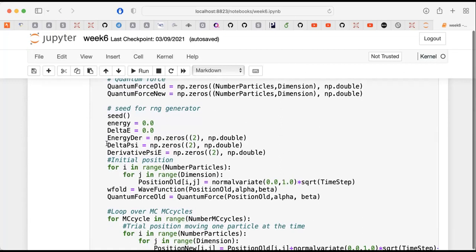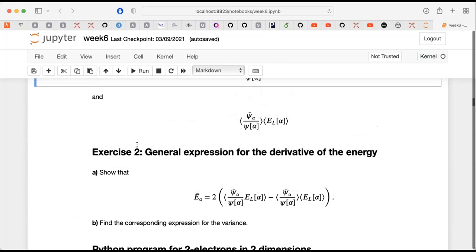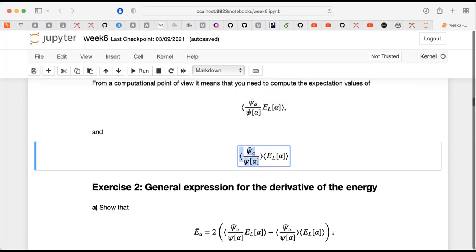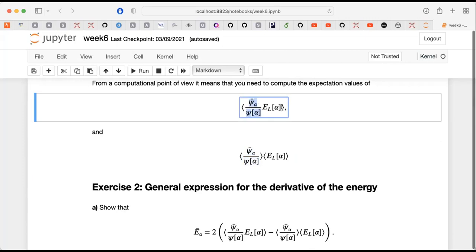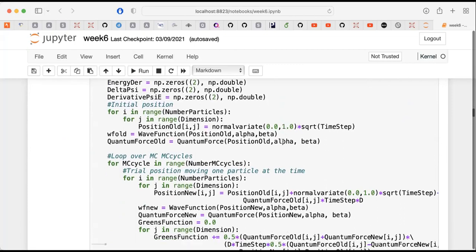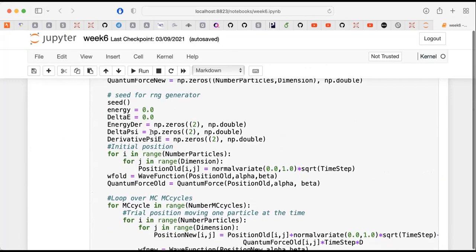We need the integral of delta psi, which is this additional integral which we have. If we go back and look at this integral here, that is an integral which I labeled delta psi. Then we need another integral which includes this function multiplied with the local energy. So if we move down into this function, you will see that we are updating these variables because we need the energy derivative, this integral, and this next integral here.